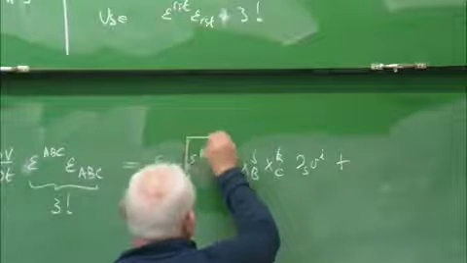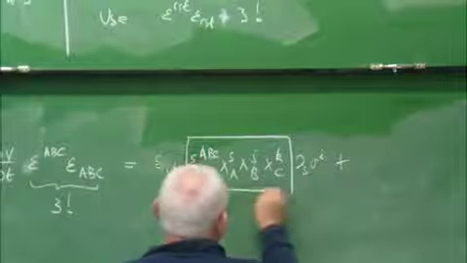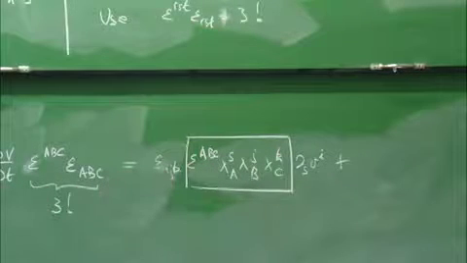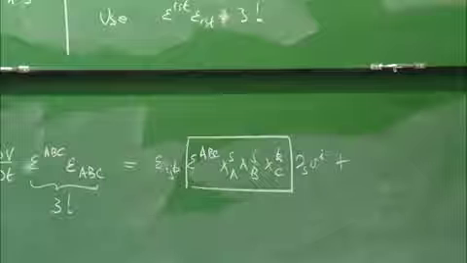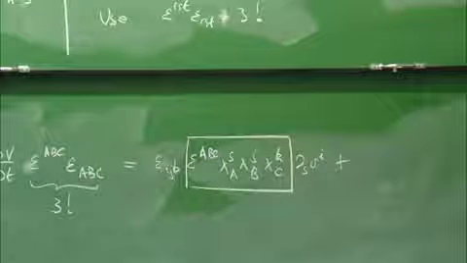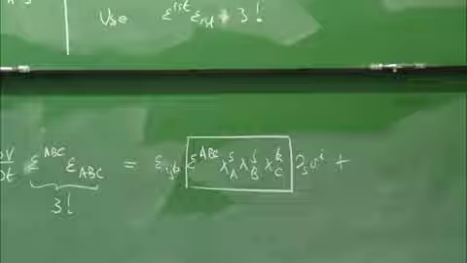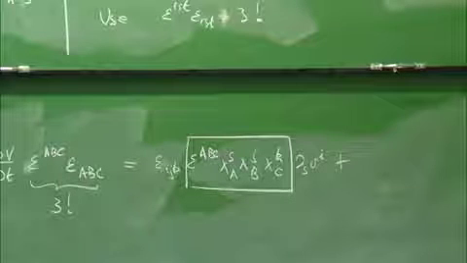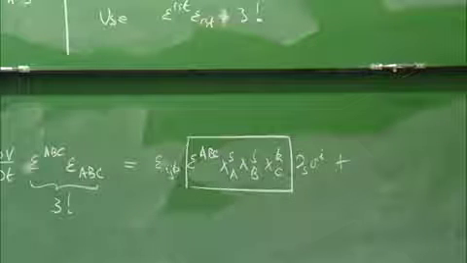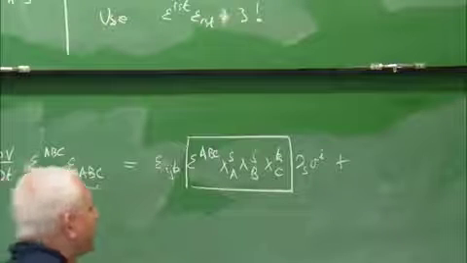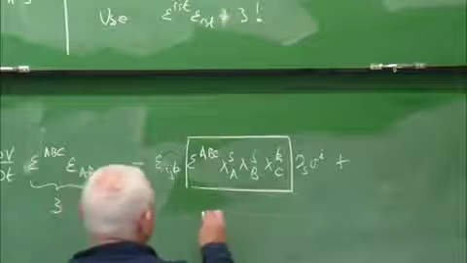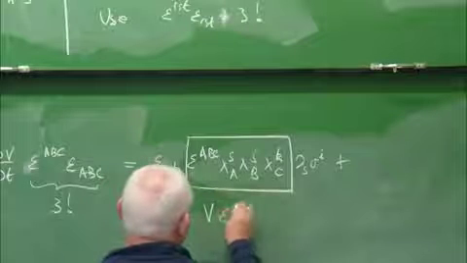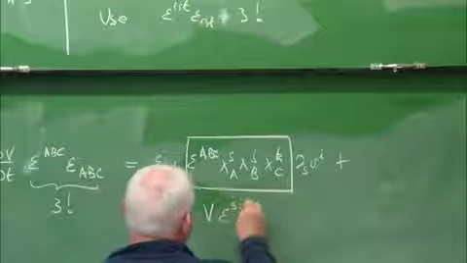If you now look at this one over here, this is the determinant of the components of x_A, x_B, and x_C. And therefore it gives you the volume, V. So this is V times epsilon S J K.